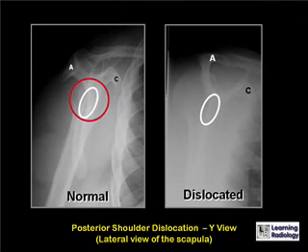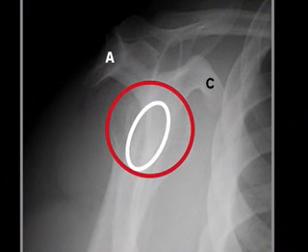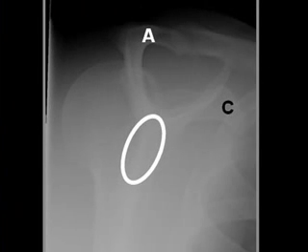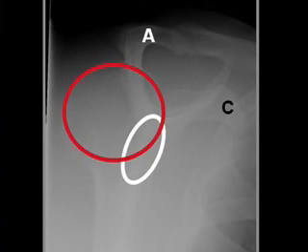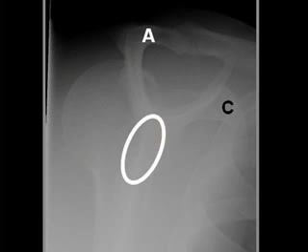This is what the Y view, or the lateral view of the scapula, looks like in an individual with a posterior shoulder dislocation. First, this is the normal view, showing again that the humeral head, the red circle, is centered on the glenoid. And here's an individual with a posterior dislocation. You see that the humeral head lies outside of the glenoid, underneath the acromion process in this case, not the coracoid, as in an anterior dislocation.